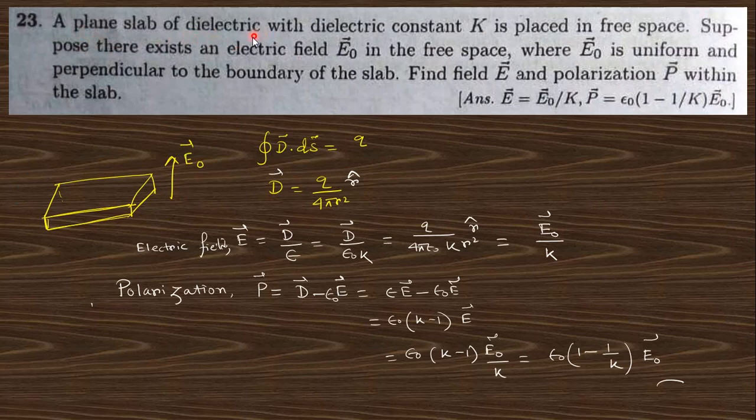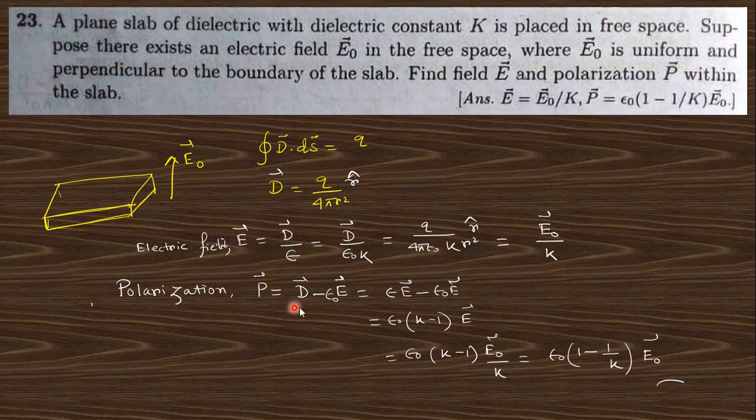A plane slab of dielectric with dielectric constant K is placed in free space. Suppose there exists an electric field E0 in this free space, where E0 is uniform and perpendicular to the boundary of the slab. Find the electric field and polarization P within the slab. From Gauss theorem, you can find the displacement vector. From the displacement vector, you get the electric field, right?